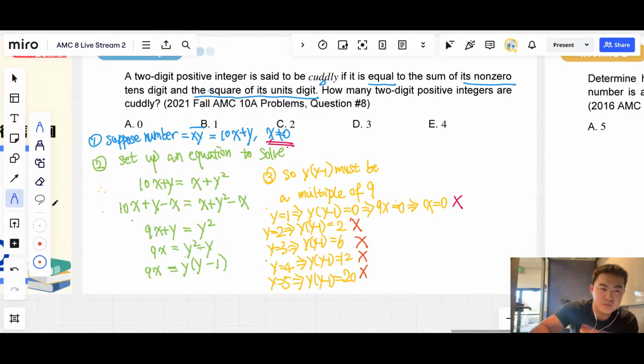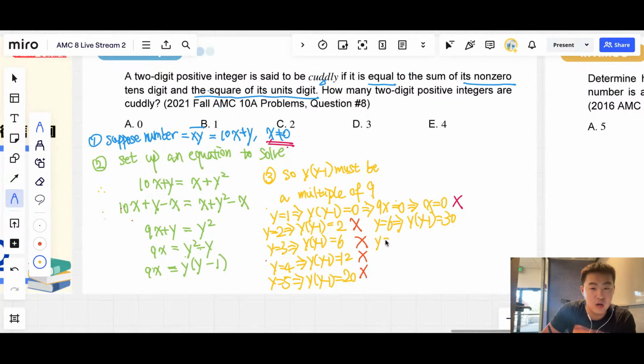Okay, good. And you can try it yourself, okay? It's a little bit time consuming when I'm trying to write it and explain it at the same time. But if you're only writing on your notes, it should be done in a few seconds. So it won't take that much time. So y equals 6. 6 times 6 minus 1 is 30. So y times y minus 1 is 30. Definitely not a multiple of 9.